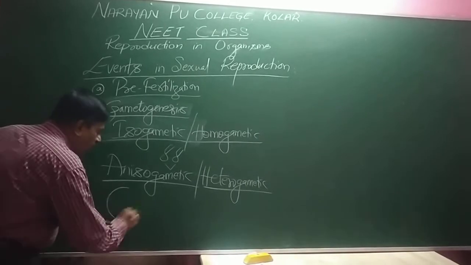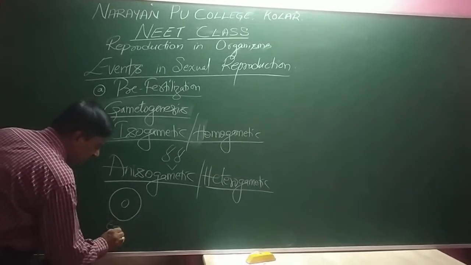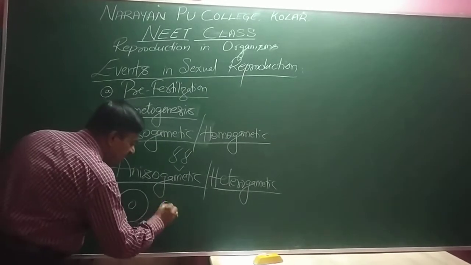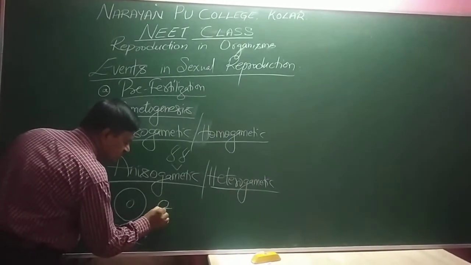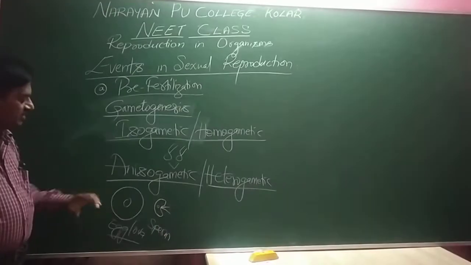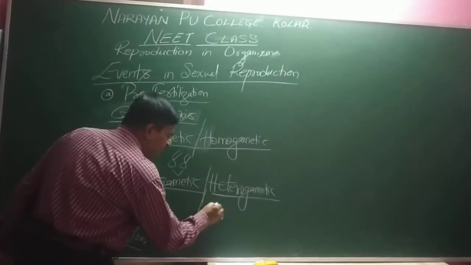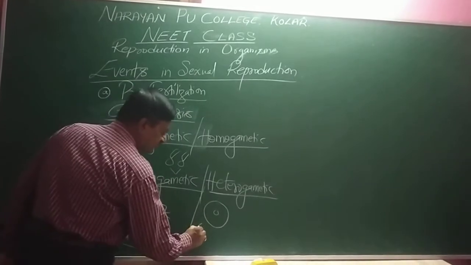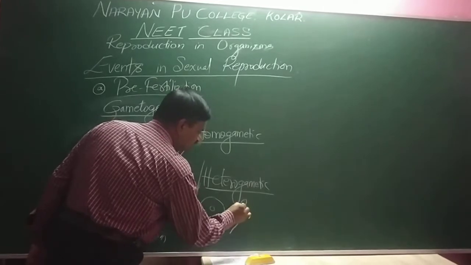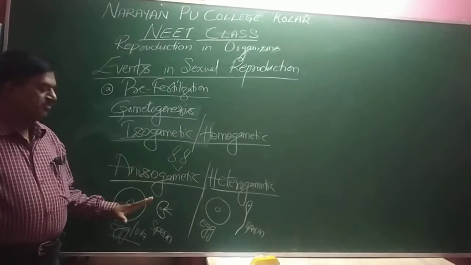Or we say the female gamete is bigger. This is called the female gamete, the ovum, which is bigger, whereas the male gamete called sperm is smaller. Such different types, bigger and smaller gametes, may be present. The bigger one is called the ovum, the female gamete, and the other one is called the sperm, the male gamete. Like this, different types of gametes are present.